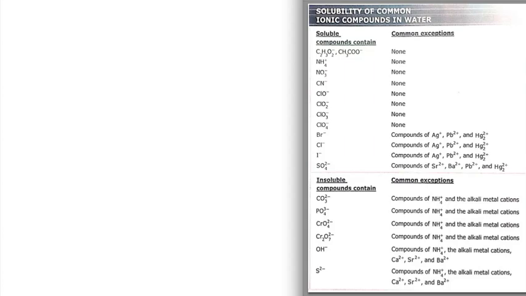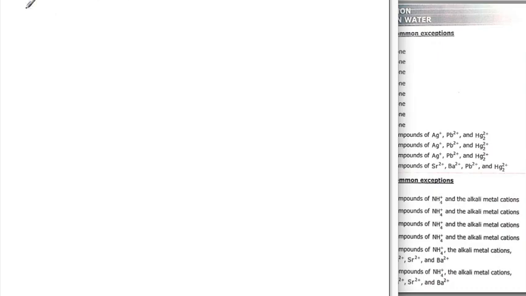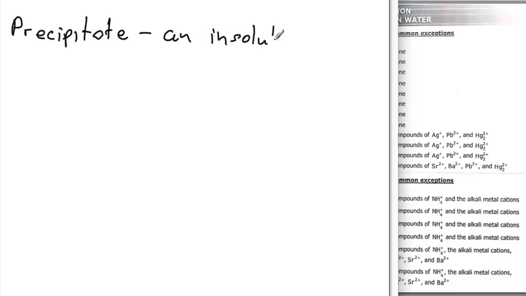Let's just clarify what a precipitate is, so that we make sure that we know what a precipitate is. A precipitate is an insoluble product. It's insoluble. That is what a precipitate is, an insoluble product. And so we need to look for an insoluble product. Well, how do we know if it's soluble or insoluble?